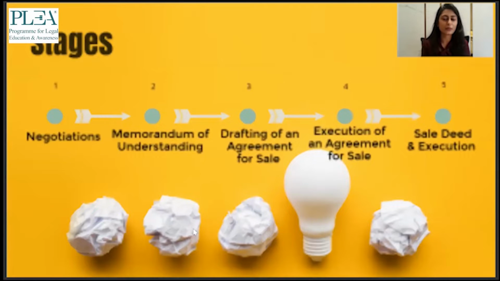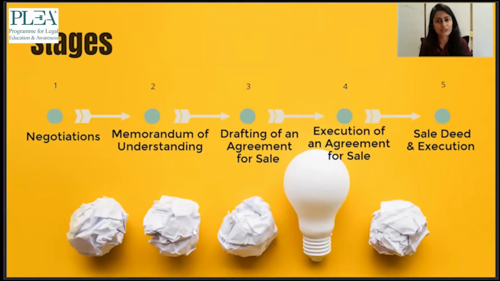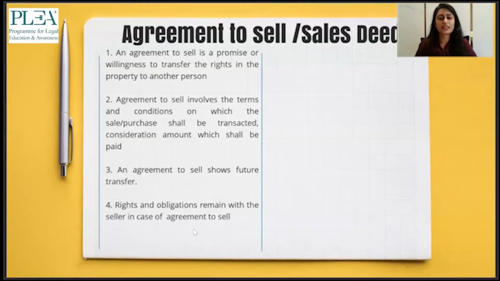Then comes a very important thing, the agreement for sale and sales deed. Agreement for sale and sales deed, they both are very different. Agreement for sale is a promise or it's a willingness of both the parties. One party is willing and promises to sell the property, and the other party, who is the buyer, is giving the promise or is willing to buy the property from the seller. We're just going to concentrate on one aspect of it, and that is residential property.